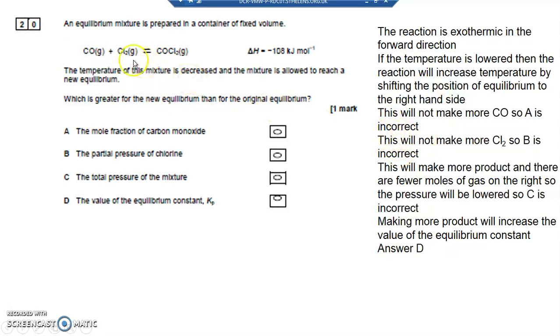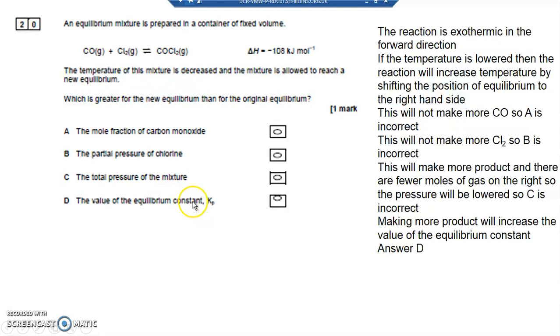So it'll also make less Cl2, so the partial pressure, that means the amount of Cl2 contributing to the overall pressure, will decrease. So that's incorrect. That decreases rather than increases. So B is wrong. C, the total pressure of the mixture, is that going to increase? No, it'll make more product. So 2 moles going down to 1, so it's shifting to the right hand side. 2 moles going down to 1 will lower the total pressure, so that's not going to increase.